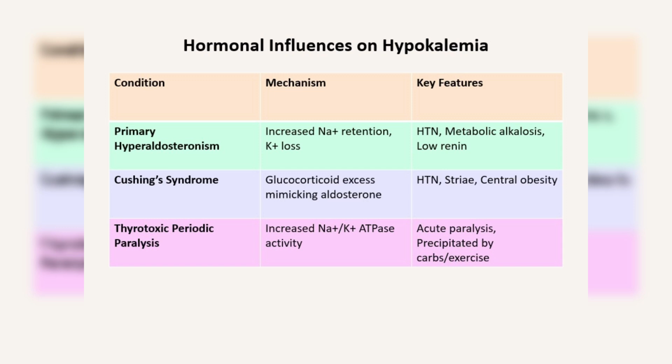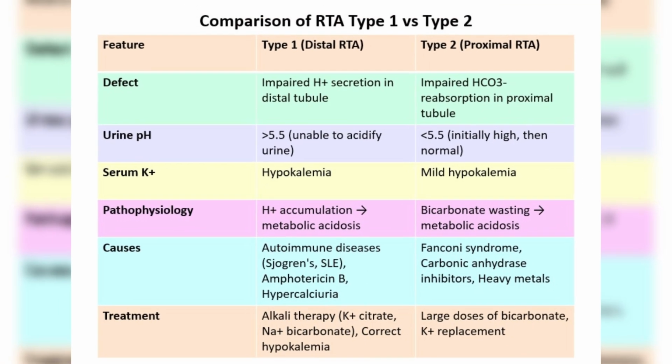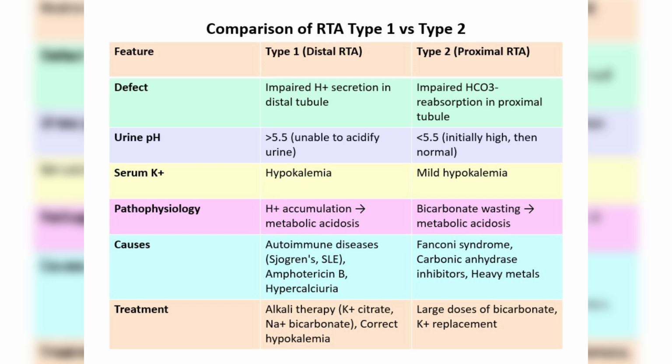Sneaky cortisol. And even hyperthyroidism can get in on the action. It revs up that sodium-potassium pump in the kidneys, potentially pushing potassium out. Wow. So many different players. And then there are all those RTAs, right? The renal tubular acidosis. Oh yeah, those can be tricky. There are a couple of main types.